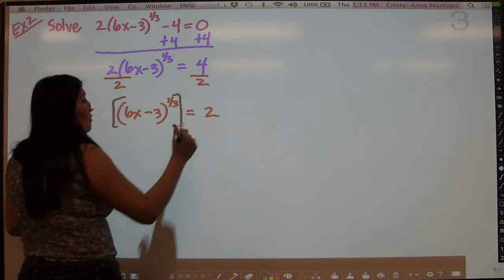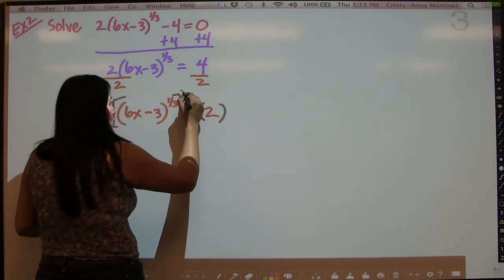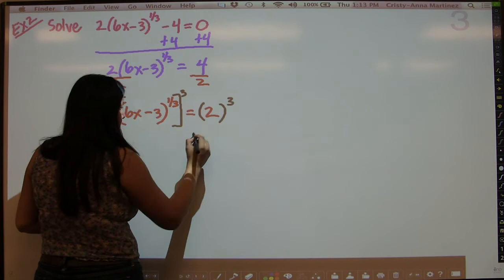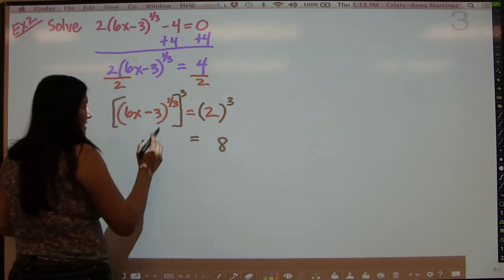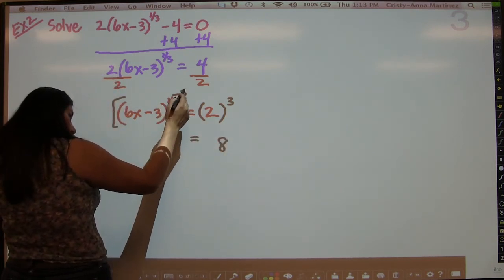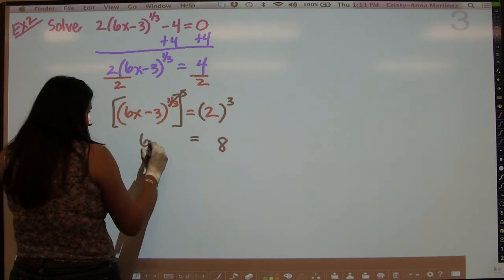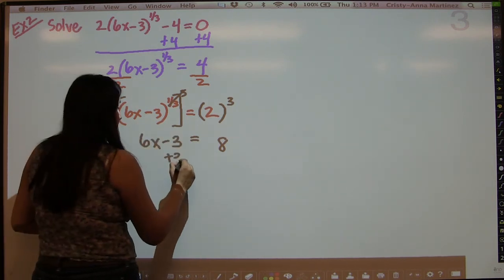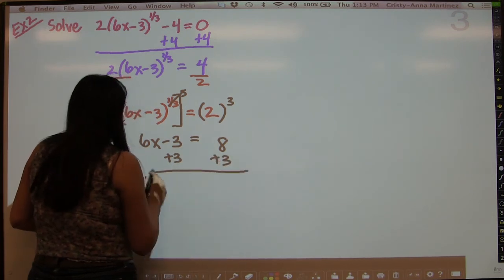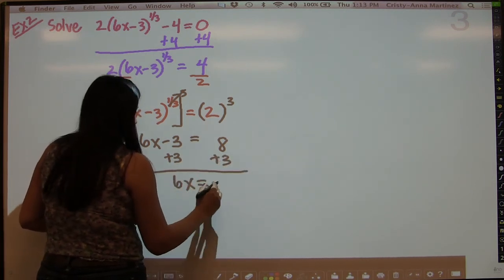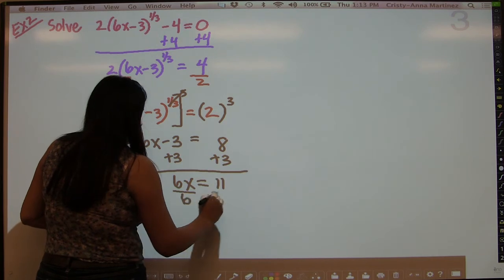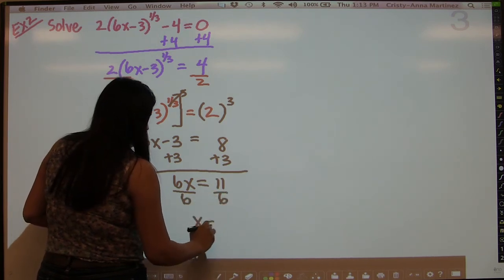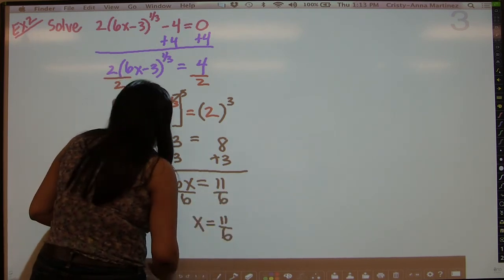So the reciprocal of 1/3 is 3 over 1, or just 3. 2 cubed is 8. In this case, 1/3 times 3 is 1, so they kind of cancel there. And you get 6x - 3. And now we can actually solve this fairly normally. We get 6x = 11, divided by 6, and so x = 11/6.